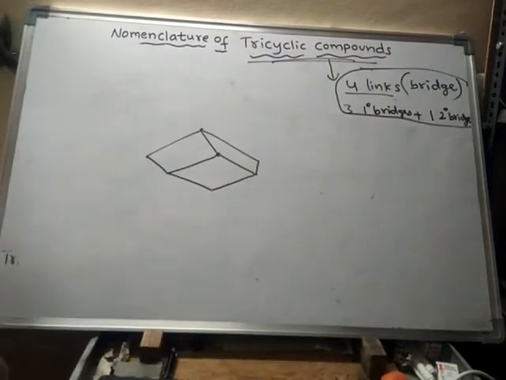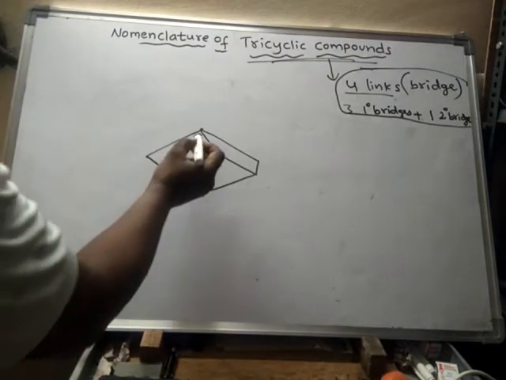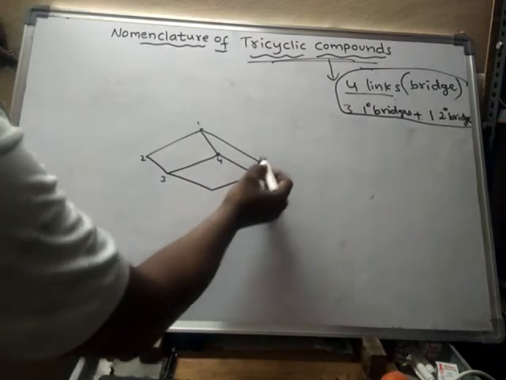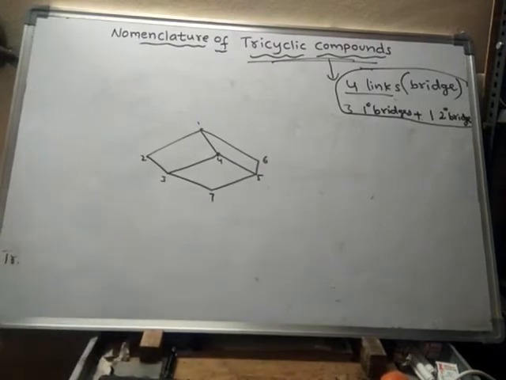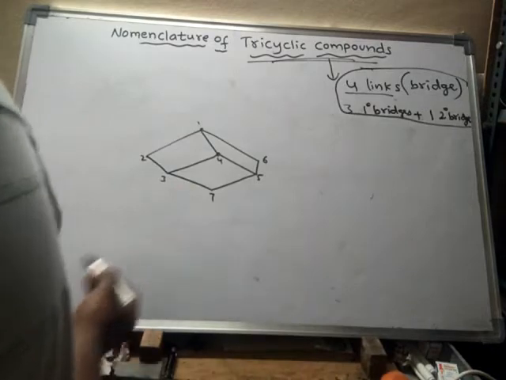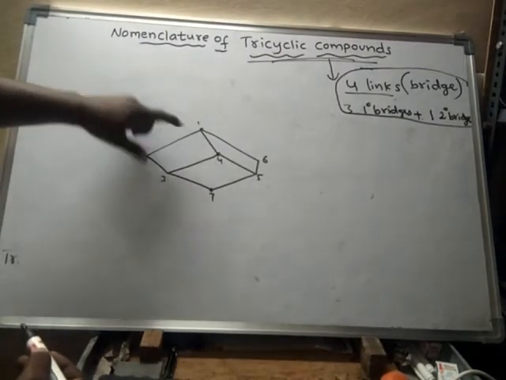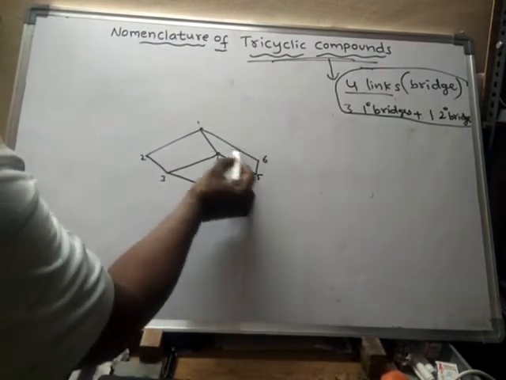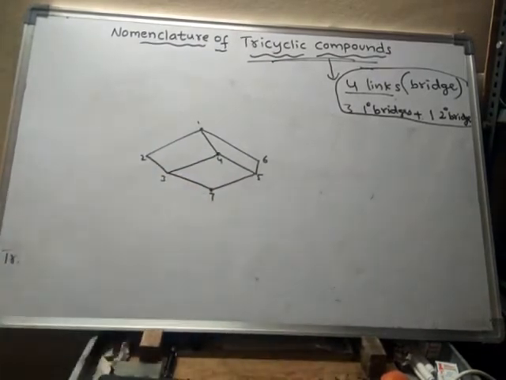Okay. So numbering we should start from bridgehead carbon: 1, 2, 3, 4. Okay, 5, 6. Next, this will become 7. So here the secondary bridge has one carbon link. So how many primary bridges are there? This is a primary bridge. This is also a primary bridge. This is also a primary bridge. So 3 primary bridges, and this is the secondary bridge.